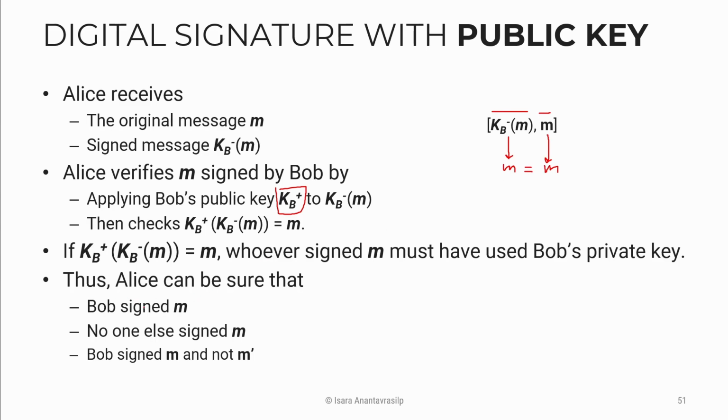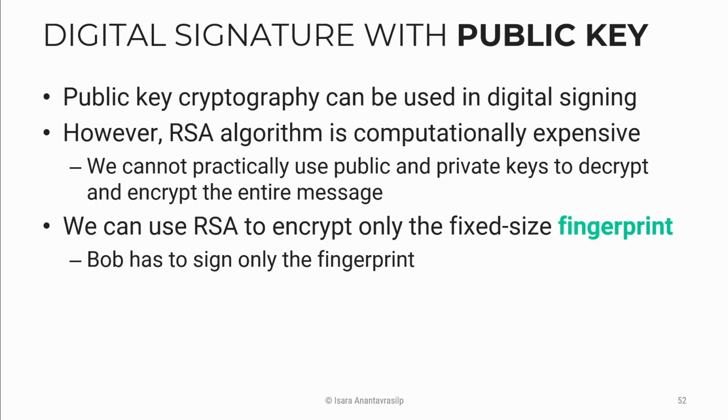First, Bob signed M, because of the reason I mentioned earlier: Bob is the only one that can encrypt data using his private key. No one else can sign M because, again, Bob is the only person that has the private key, and Bob signed M and not M prime. This pair, with this original M, ensures that this is the message, and because Bob is the only one that can generate this encrypted version, therefore he is signing this and not anything else.